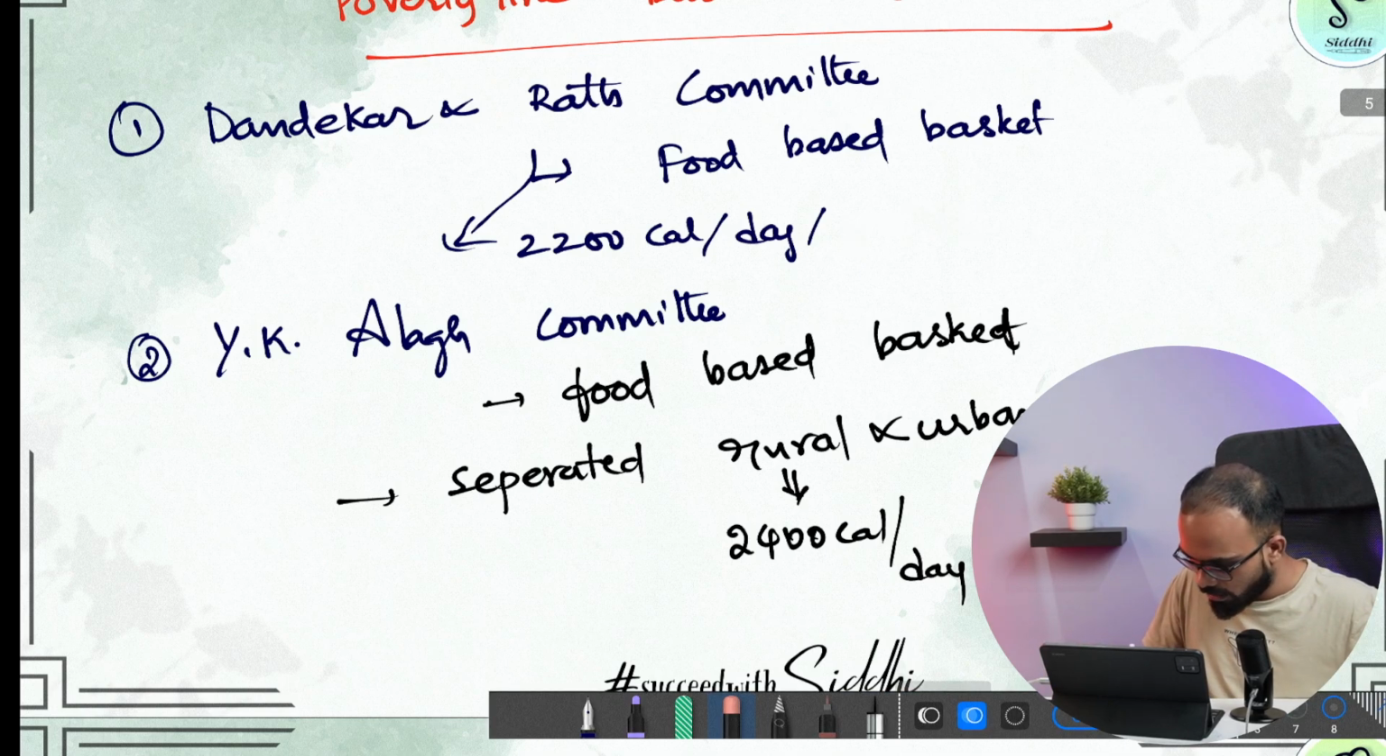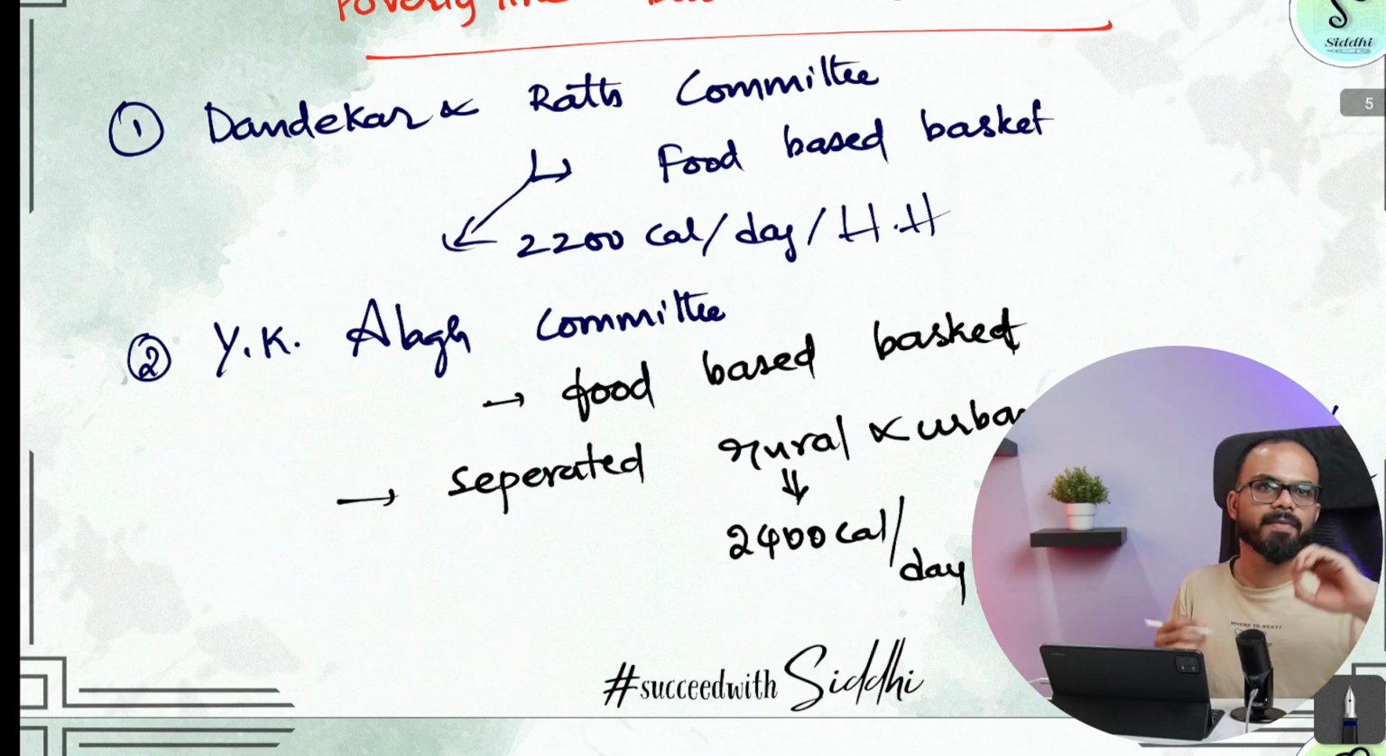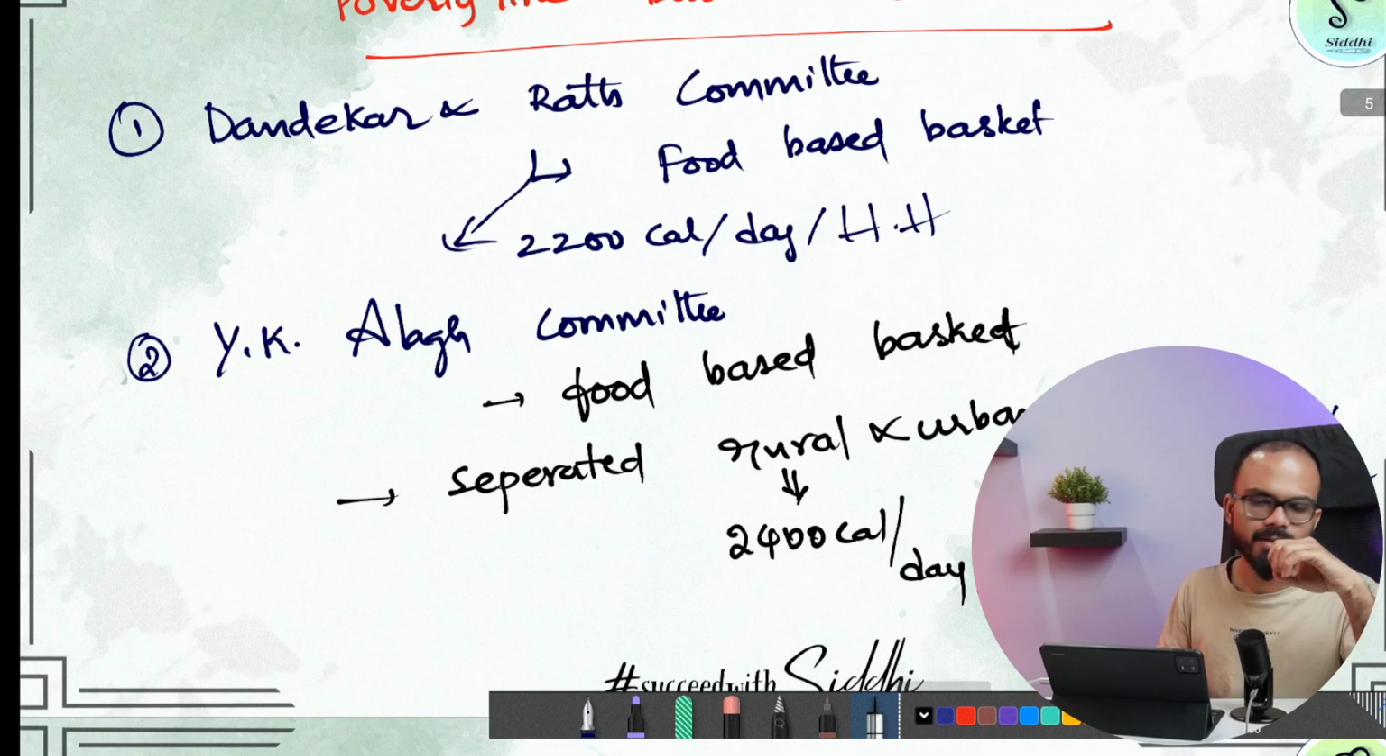This is the mistake, per household, right? So, per day per household. Per day per household. In the slides, please correct this. It is per day per household. So these are the definitions given.